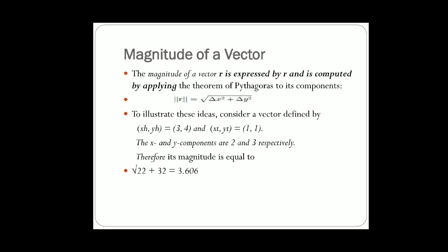That is, the x value is 2, delta x is calculated as 2 and then squared. That is the reason the answer comes as 2 squared. And 3 is also delta y. Then its square is 3 squared. The answer comes 3.606.